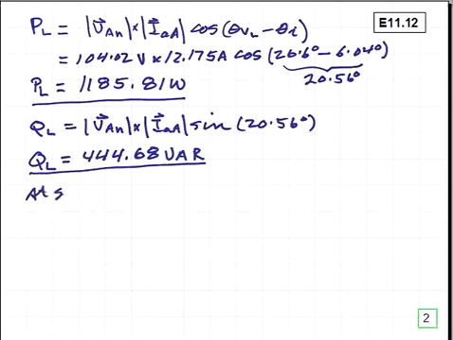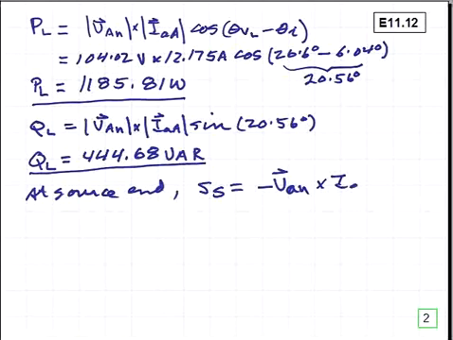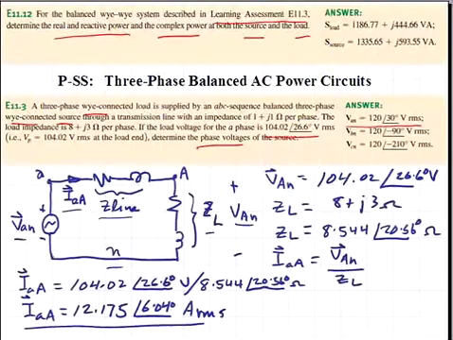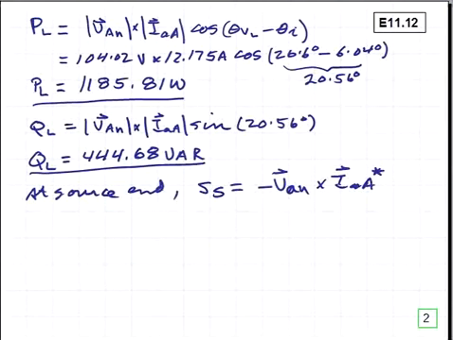At the source end of the circuit, we can calculate the source power as S sub S is equal to minus VAN times this line current I sub aA conjugate. The minus sign here comes about from looking at the original circuit sketch. We have that the current I sub aA is leaving the positive terminal of the V sub AN source, so in the passive sign convention sense, we'll have a minus sign for the calculation of the power absorbed.